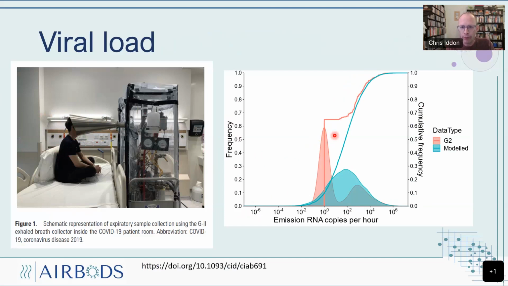But by comparing the cumulative frequency, we can see that there is a good alignment between the model and the actual data that was collected from these G2 studies. It's interesting to note that over 60% of the COVID patients that take part in these experiments have emission rates that are below the level of detection, so below about 75 RNA copies per hour.